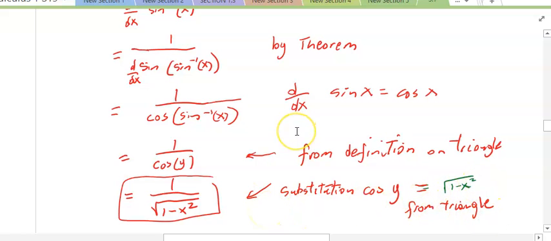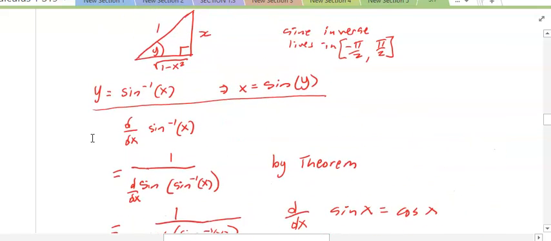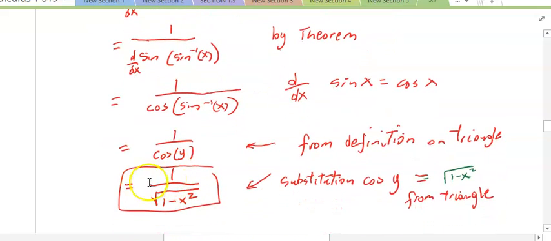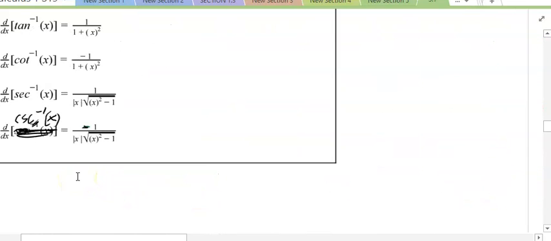So therefore, we have shown that the derivative of the sine inverse of x is equal to 1 over radical 1 minus x squared. And so that is our proof.